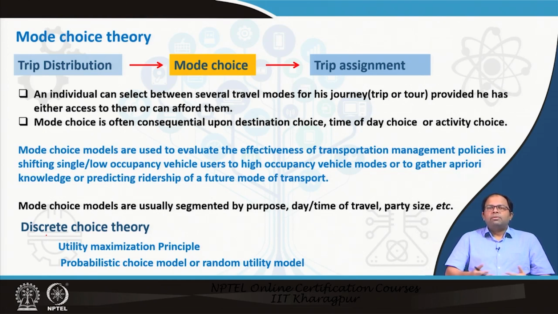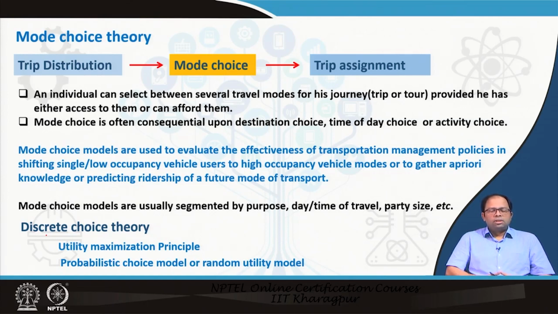Similarly, time of the day also plays a role. For example, if I know that I will not get parking there during this particular time period, I will not take my car. Activity choice means what I am performing, where I am going, so it is a combination of both. It basically means where I am going, what I am doing, and the entire gamut of things that a person undertakes during his entire tour. Depending on the activity also, we choose our particular mode.